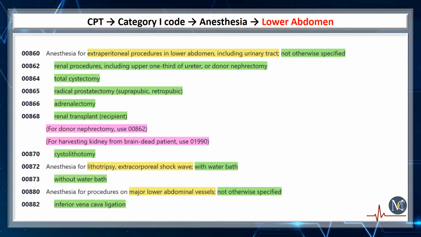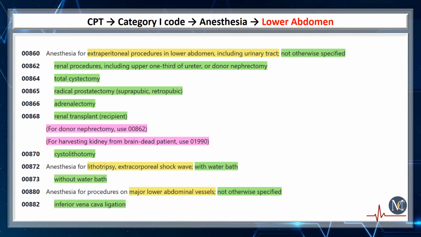The provider performs anesthesia service for an extraperitoneal procedure in the lower abdomen, including the urinary tract. Next code is 00862. Renal procedures, including upper one-third of ureter or donor nephrectomy. Next code is 00864. Total cystectomy. Cyst means bladder. Ectomy means removal.